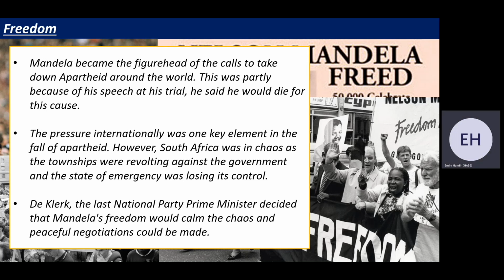The pressure internationally is also a key element in the fall of apartheid. However, South Africa is in chaos as the townships are revolting against the government. The state of emergency is losing its control. It does not come to an end swiftly and easily and smoothly. But de Klerk, the last National Party Prime Minister, decides that Mandela's freedom would calm the chaos and the peaceful negotiations could be made. And so Mandela is freed in 1990, and we see him become president in 1994. And through those 4 years, negotiations are really difficult, and Nobel Prizes are won as a result of how difficult these negotiations are, but how peaceful they managed to keep them.